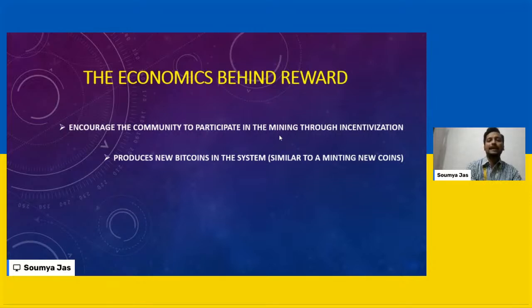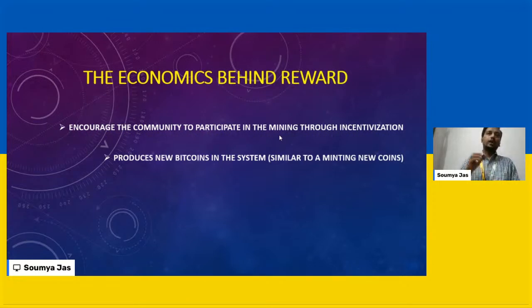The economic structure encourages the community to participate in mining through incentivization, so there are economic things built in behind this. Just like that, in the case of Bitcoin, the money is given as a reward to the miner in exchange for your computing power.